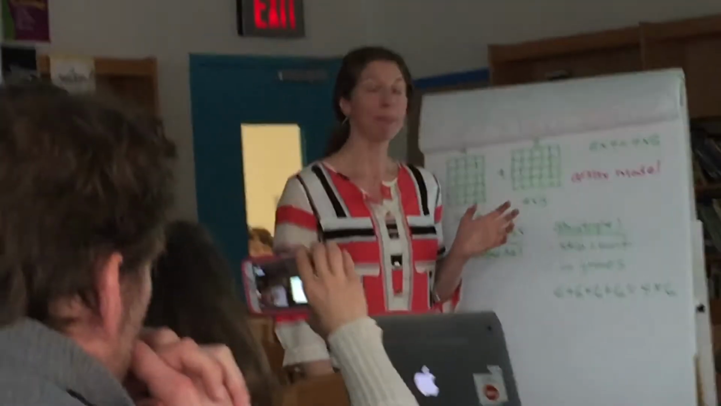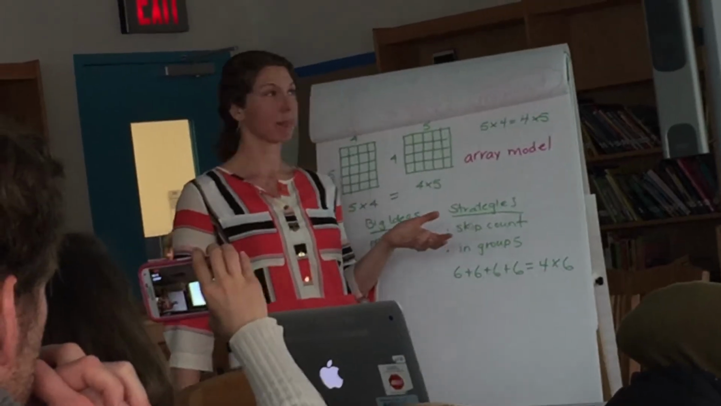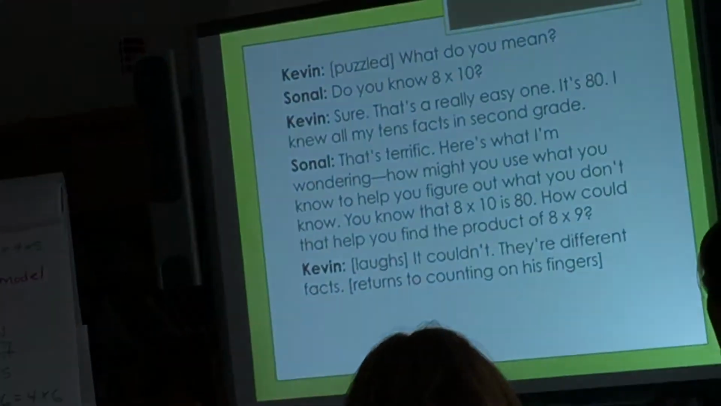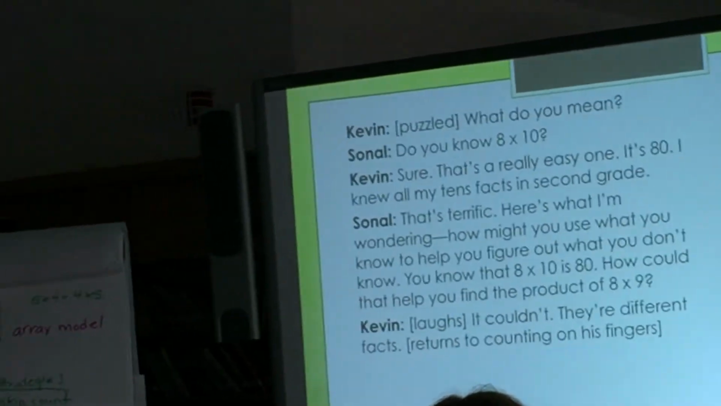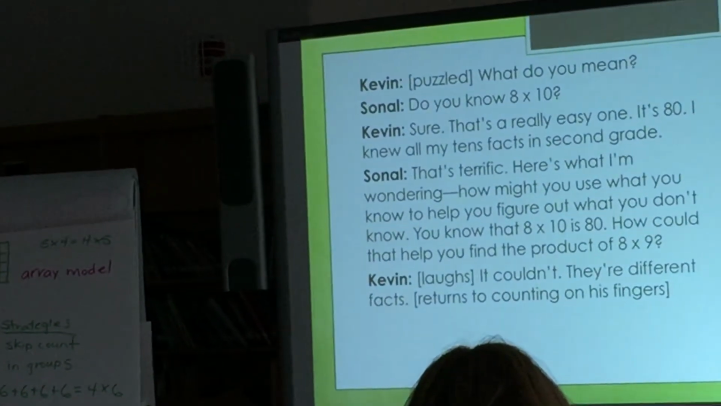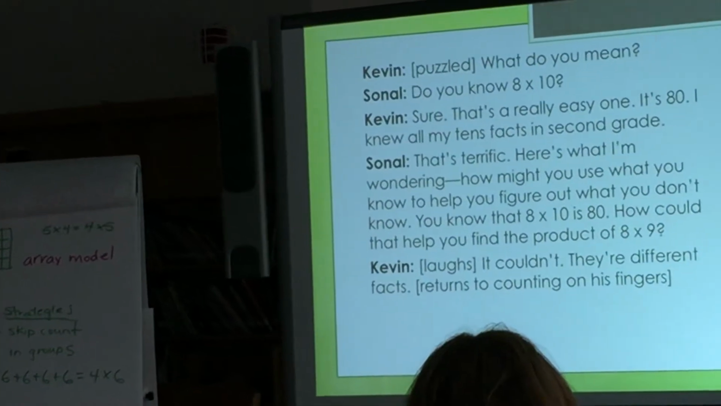So Kevin is really puzzled. He asks Sonal, what do you mean? And Sonal asks him, do you know 8 times 10? He says, sure, that's a really easy one. It's 80. I knew all of my 10 facts in 2nd grade. So Sonal says, well, that's terrific.